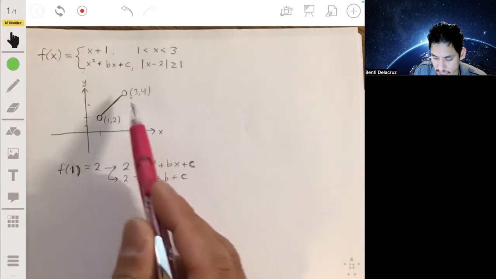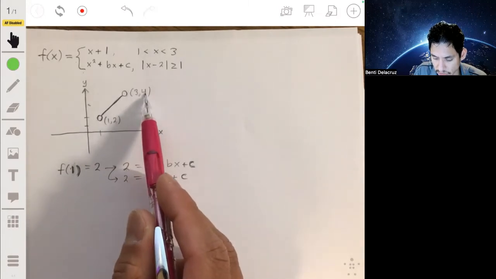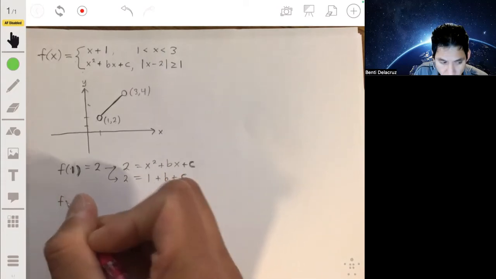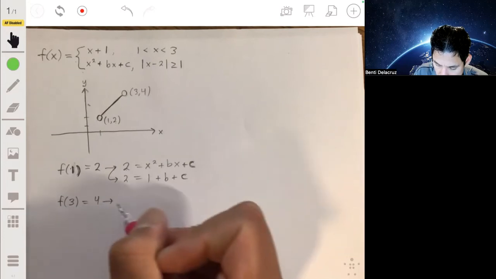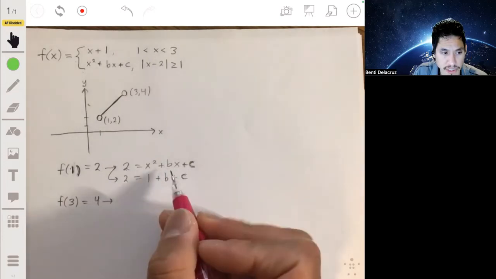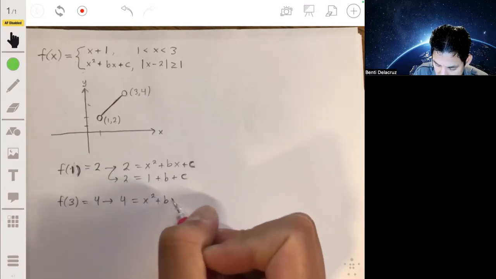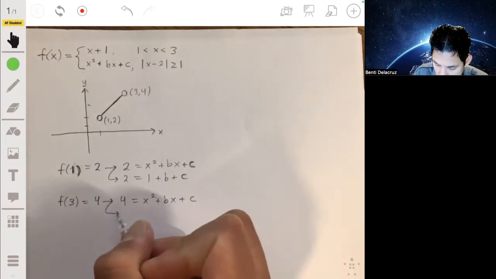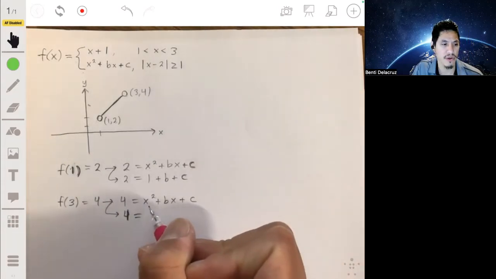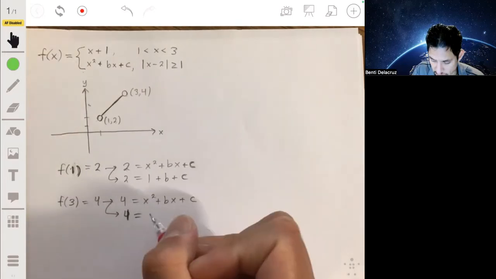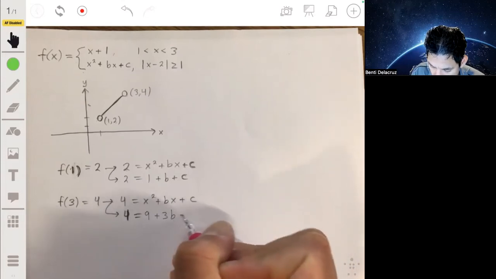Now, on the right side, when you plug in 3 into the equation, you should get a y value of 4. So you want f of 3 to be equal to 4. Same idea, except we set the equation equal to 4: 4 equals x squared plus bx plus c. The 4 occurs when x is 3, so we substitute 3 in for x. That would be 3 squared, or 9, plus 3b plus c.